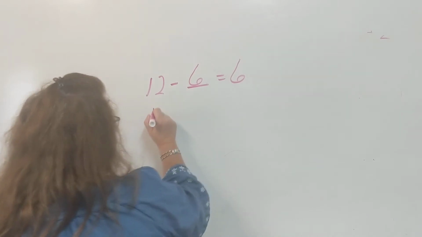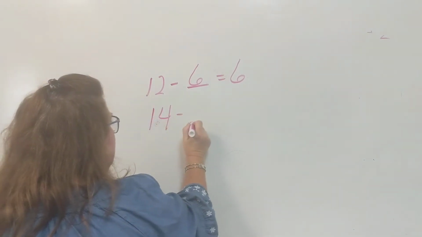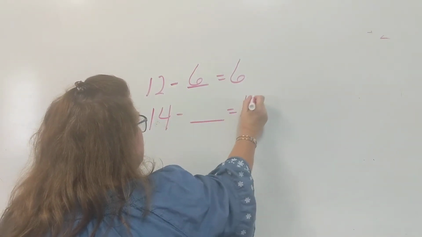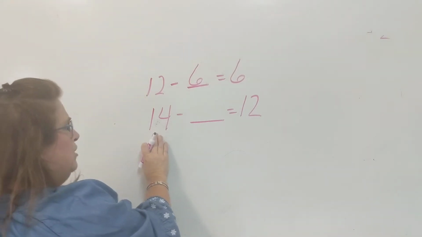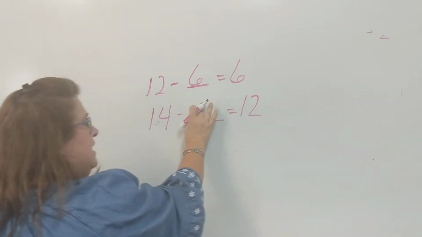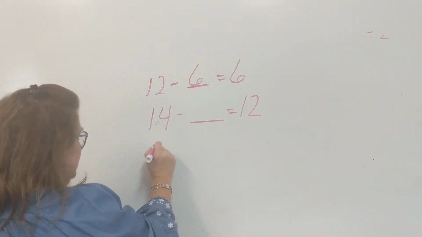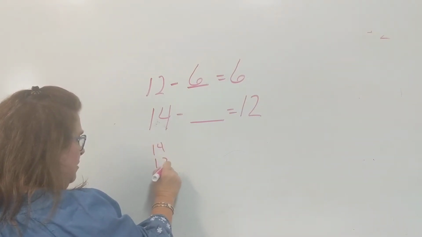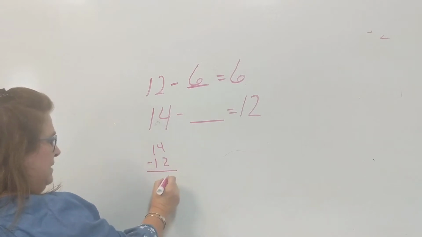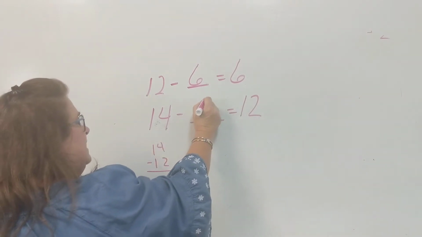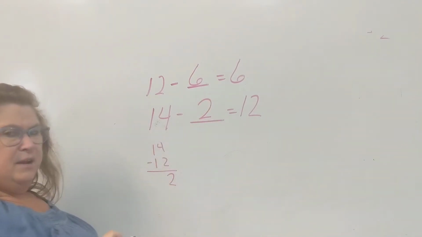Look at the next one. We have 14 minus what equals 12. If we subtract 14 minus 12, that'll tell us what our subtrahend should be. So 14, if you need to write it up and down, do so. 14 minus 12, 4 minus 2 is 2. So 14 minus 2 equals 12.